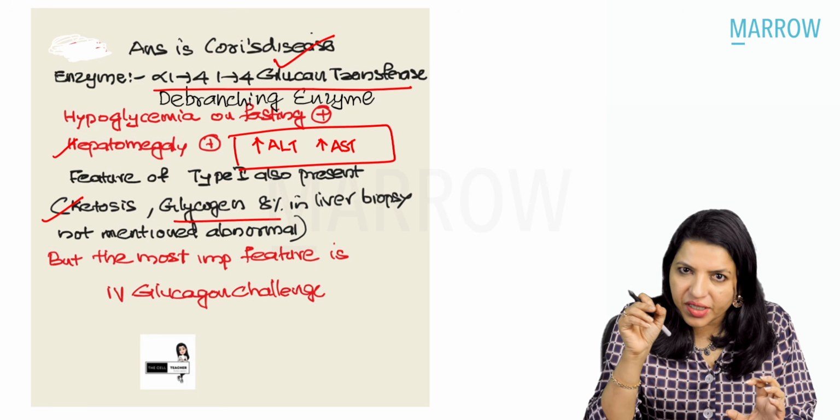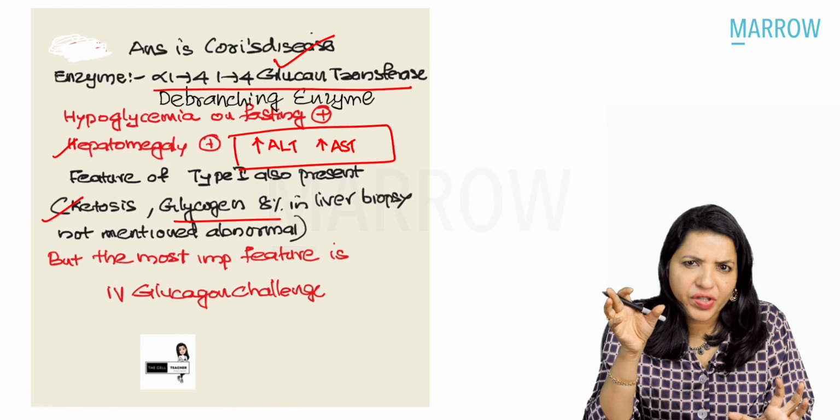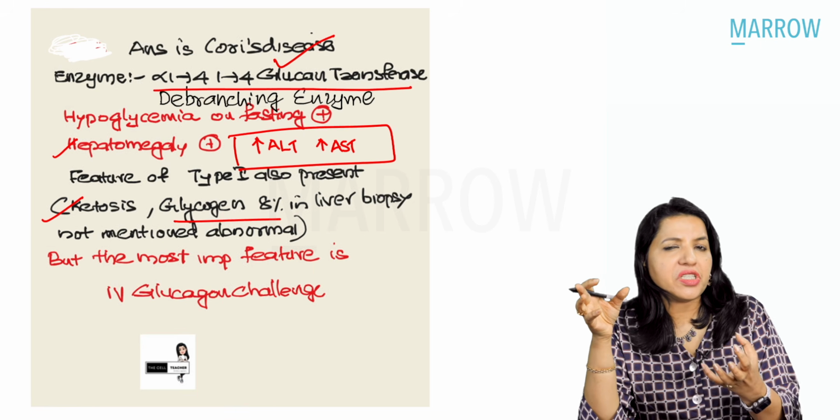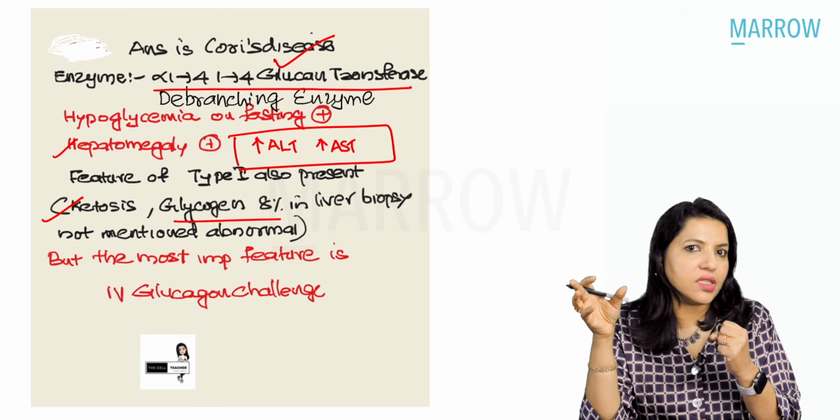Yes, so it is given as glycogen, so we have to take it as normal glycogen. That is also something which is against our Cori's disease diagnosis.